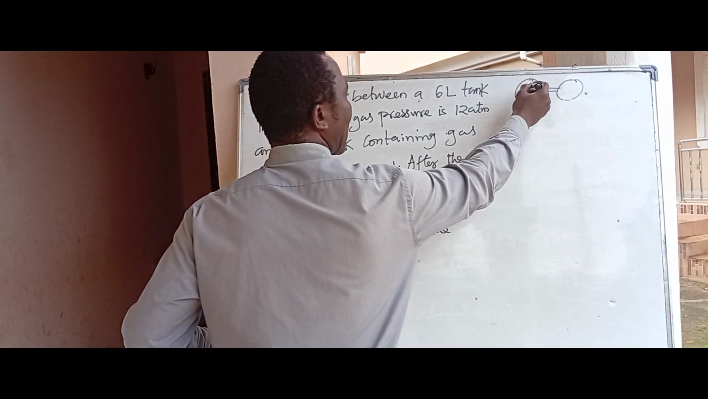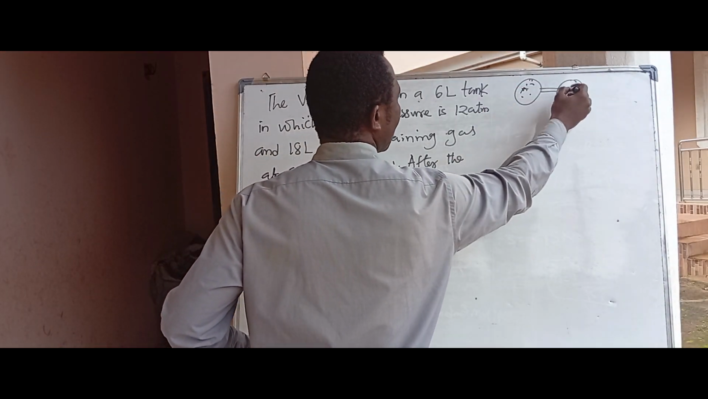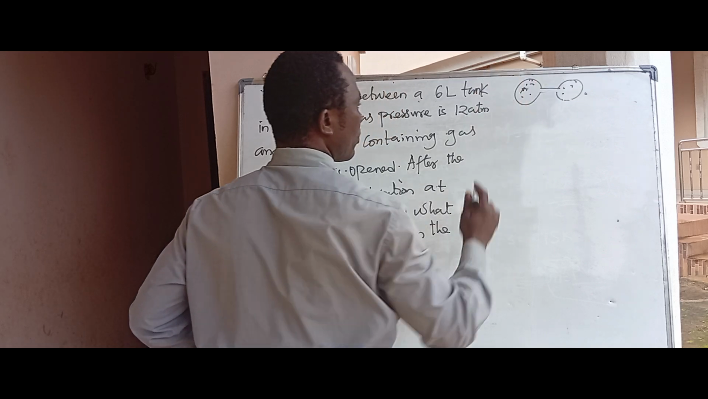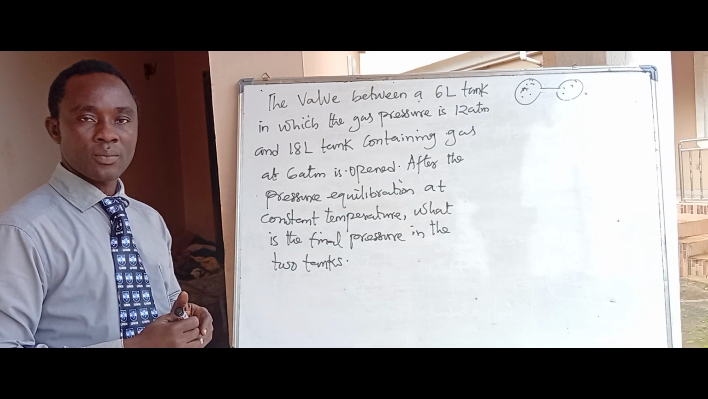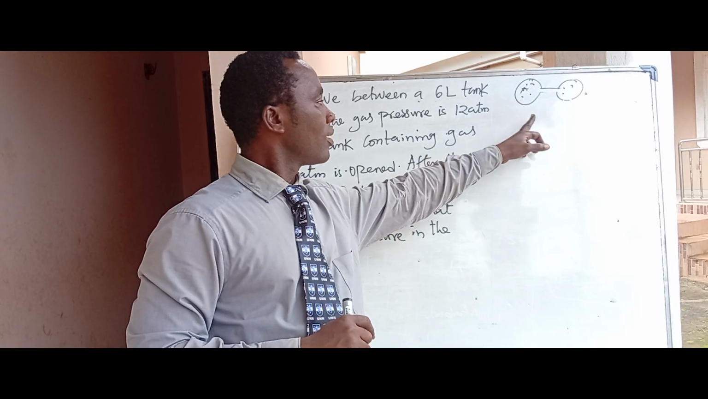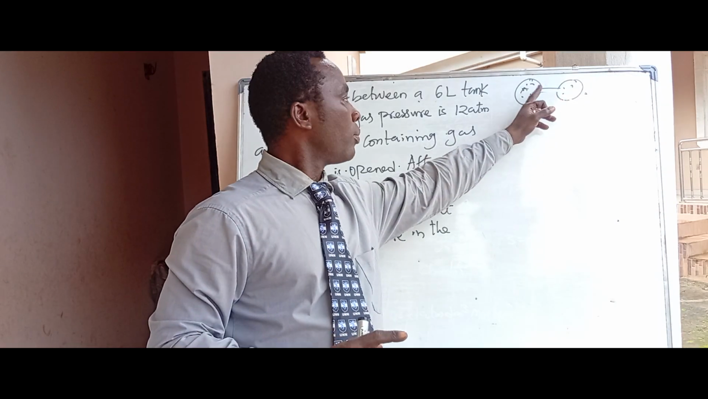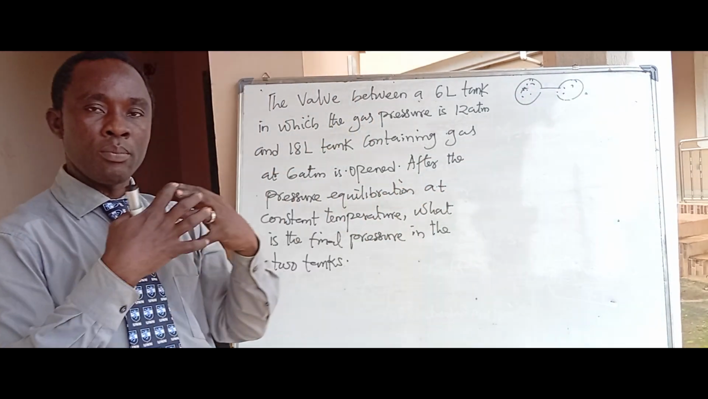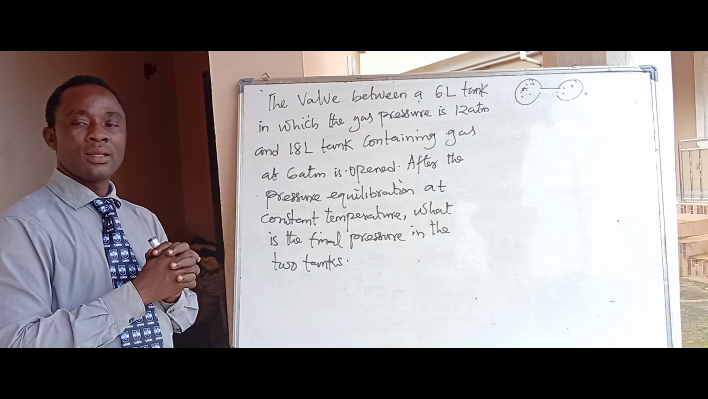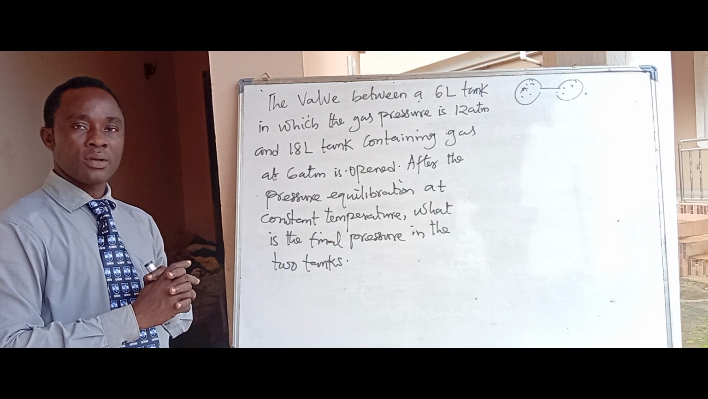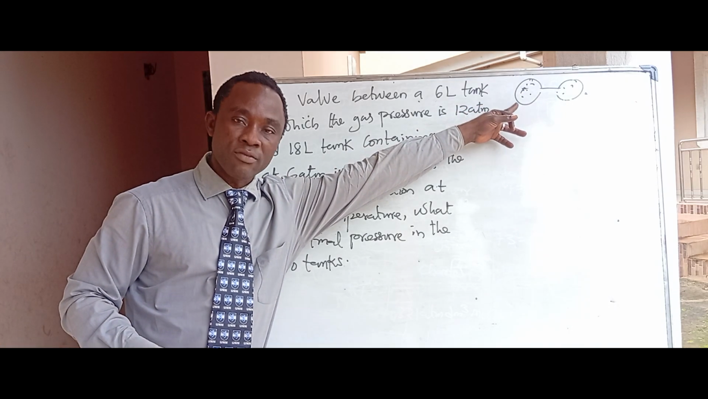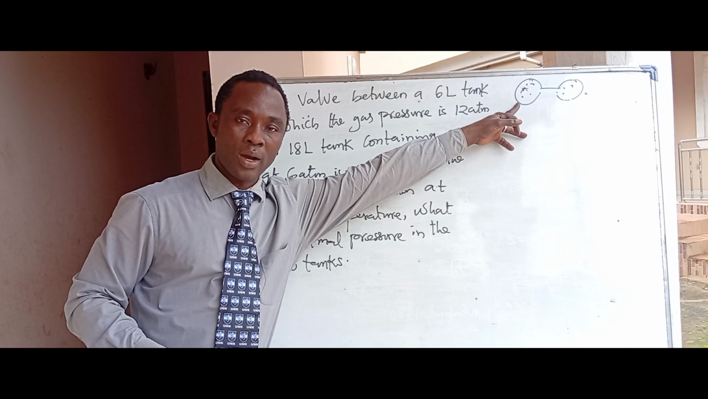Their gas is here, gas A, and their gas is here. The tap is opened for the two of them to mix and equilibrate. Remember, the gas here has its own pressure and its own volume, and this one has its own pressure and its own volume. But when the tap is opened, the two will mix and equilibrate and become a constant pressure. We are being asked to find that pressure after equilibration. The pressure and volume of this gas are P1, V1.